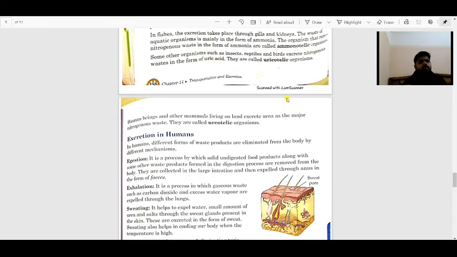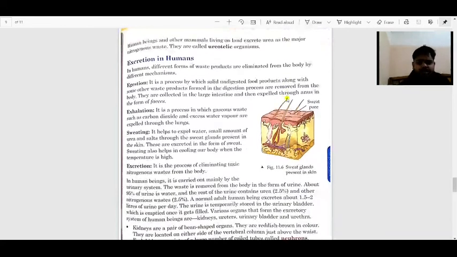Now talking about humans, we have studied egestion, which is nothing but the removal of undigested food. Normally every day we go to the toilet in the morning, so it's the undigested food which is not of any use, right, going away from your body. That is called egestion. So egestion again comes under excretion.